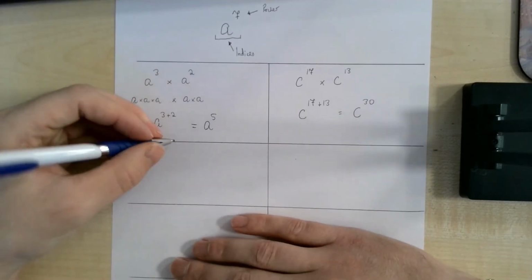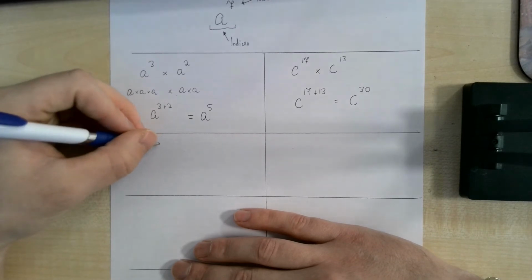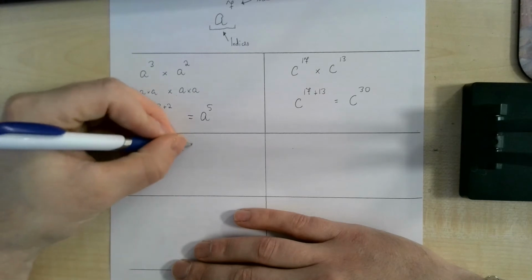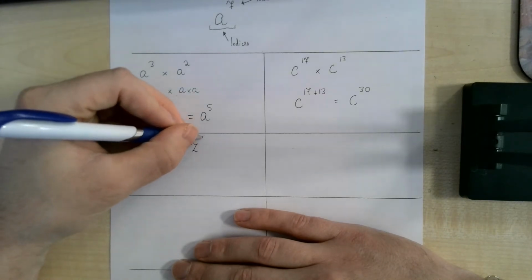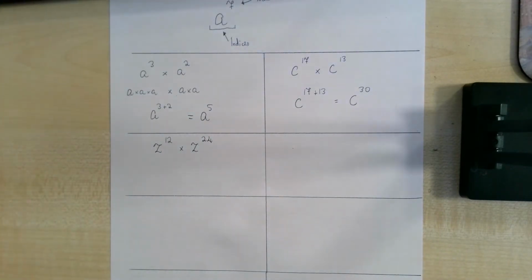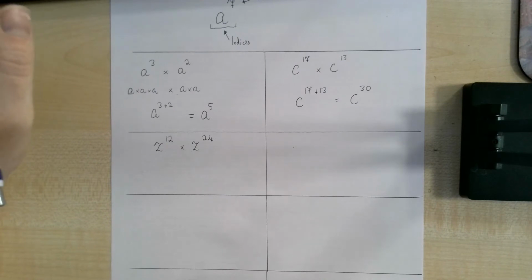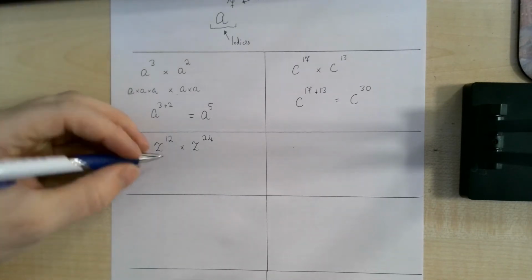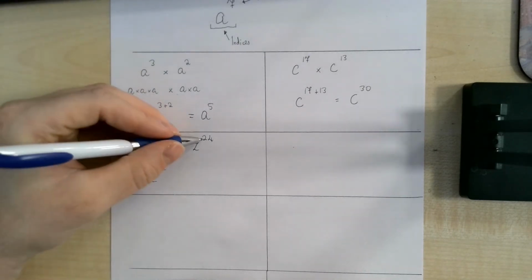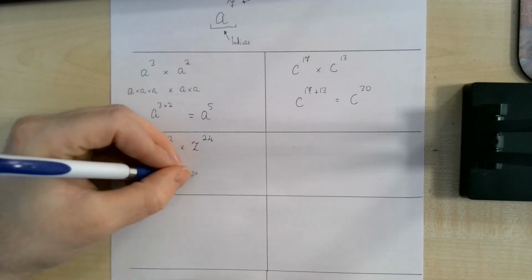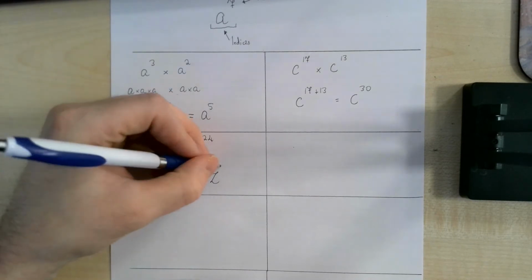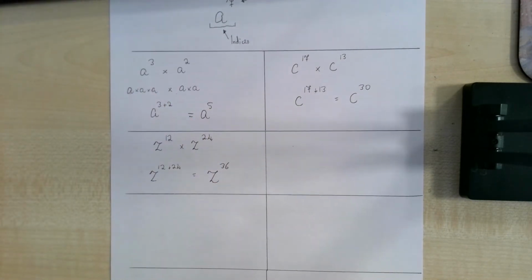Have a go at this one for yourself. Let's go with a different letter again. z to the power of 12 multiplied by z to the power of 24. Pause the video, have a go at it, and then see if you got it right. So for this one, all we need to do is z to the power of 12 plus 24. So our answer is z to the power of 12 plus 24 is 36. And there's no more you need to do with it.